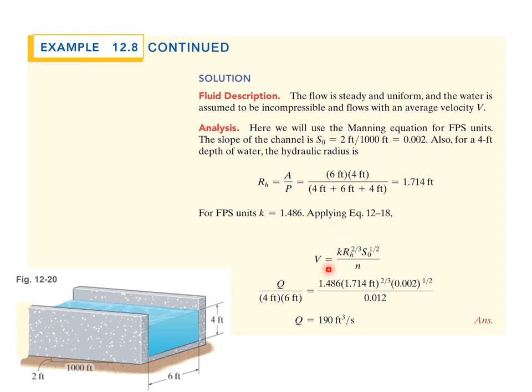Since this is English units, we're going to choose our K value as 1.486. So we can solve our Manning equation and determine Q. That's the only thing we don't know here. Q is 190 cubic feet per second. And notice on this side, this is Q divided by the area, 4 feet times 6 feet, the flow rate.